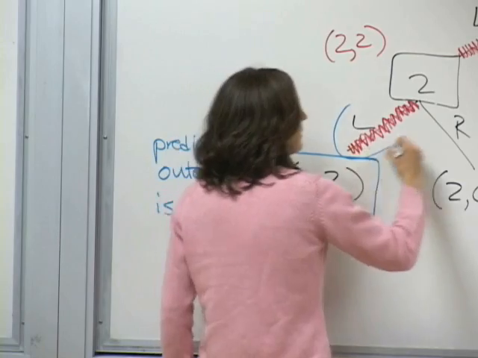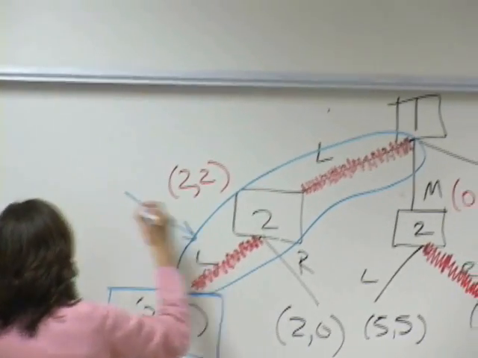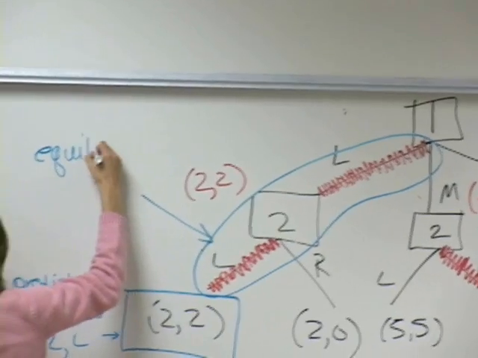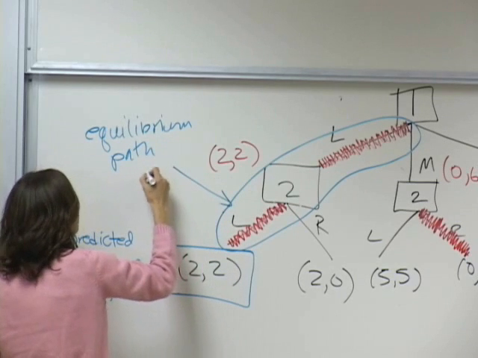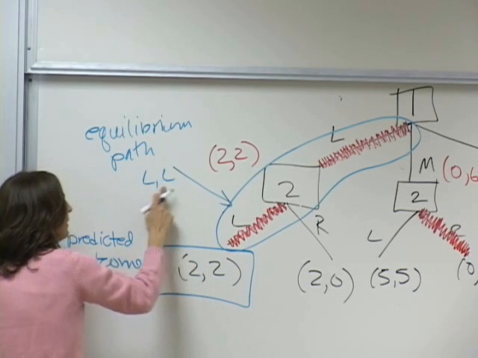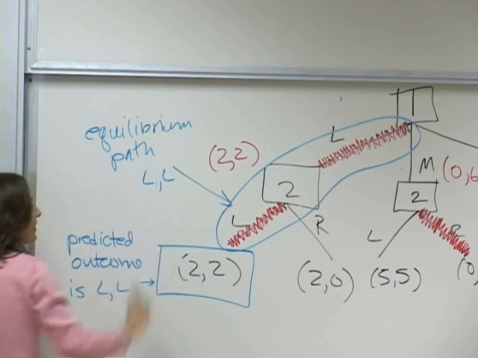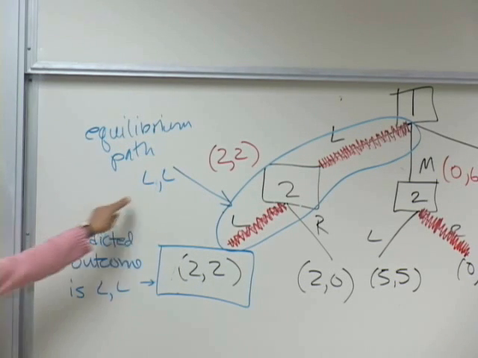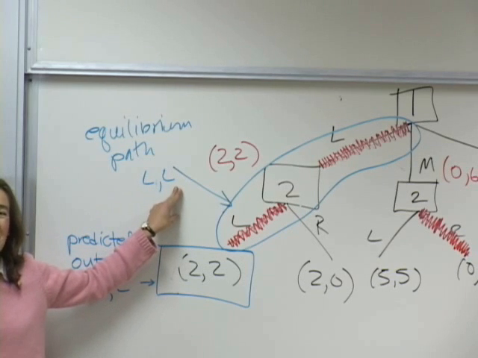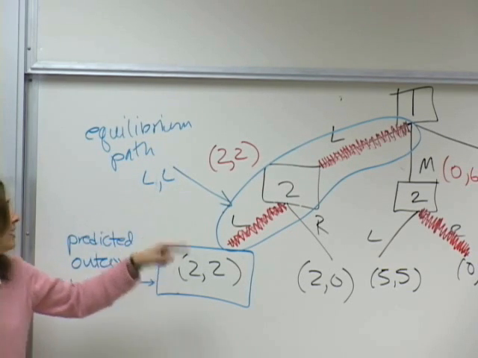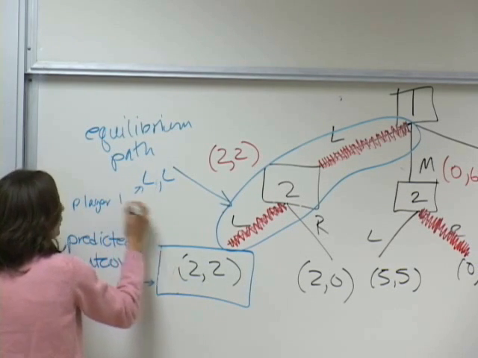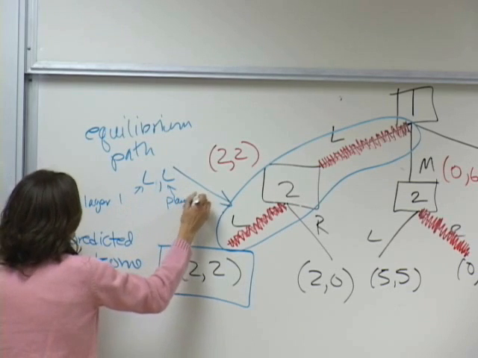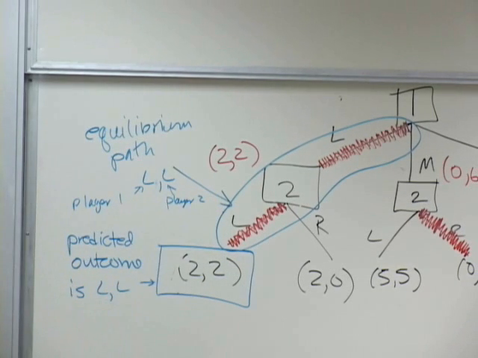Another way to say that is that the equilibrium path is left. Okay. You guys aren't going to like this, but it's true. Here I'm saying left, and it's not a strategy. Okay, it's not a strategy because on the equilibrium path, I'm talking about player 1 choosing left and player 2 choosing left. Okay, so sorry about that. It's the way it is.